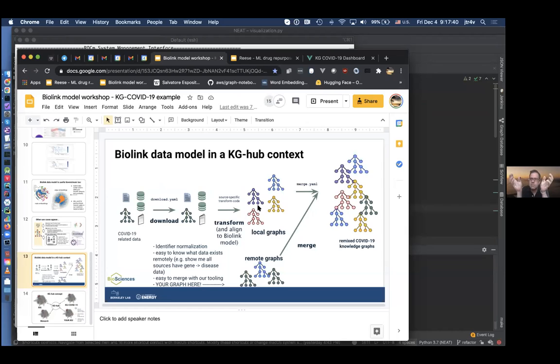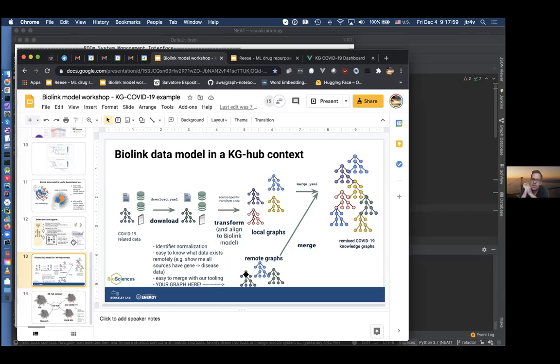Conceptually, we have all the pieces in place to mix and match data, not just from local graphs, but from remote graphs. And so there's a couple of advantages here. If other projects, and we have 3 or 4 now, align with our way of doing things, it's dead easy to know what data exists remotely.